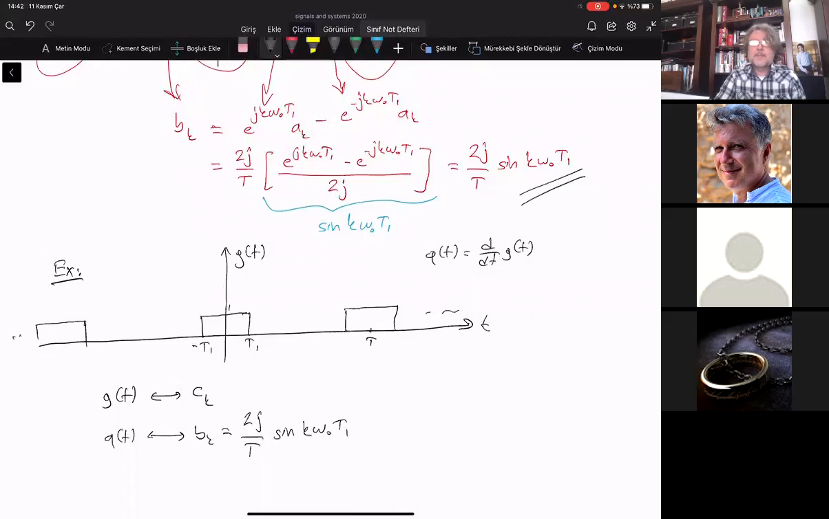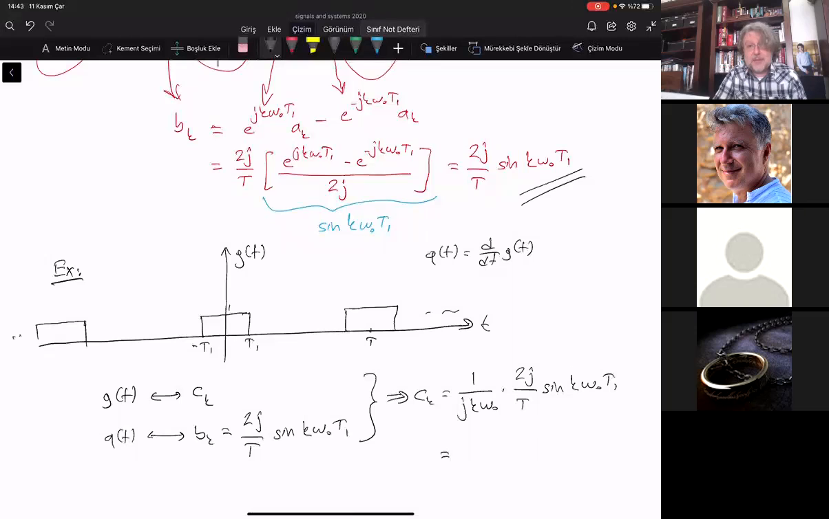It was here. So from there, CK must be equal to 1 over jk omega 0, right, times 2j over capital T sine k omega 0 t1. It must be like this.